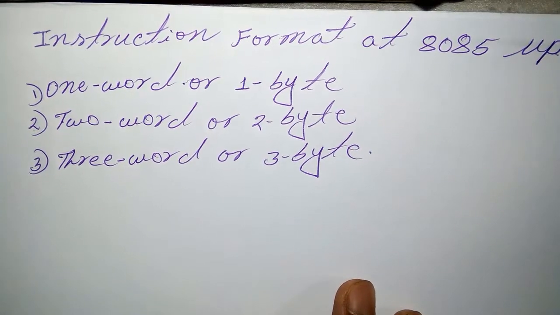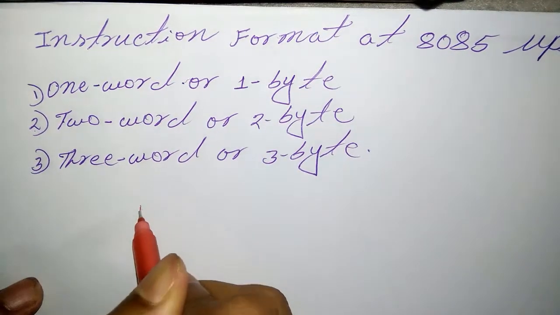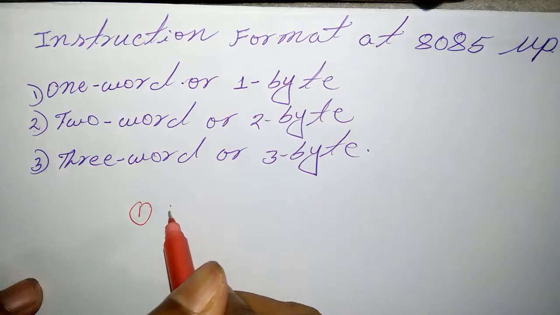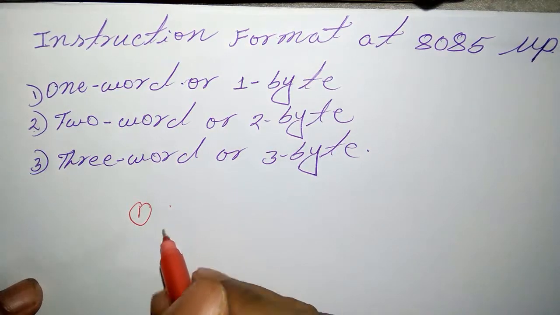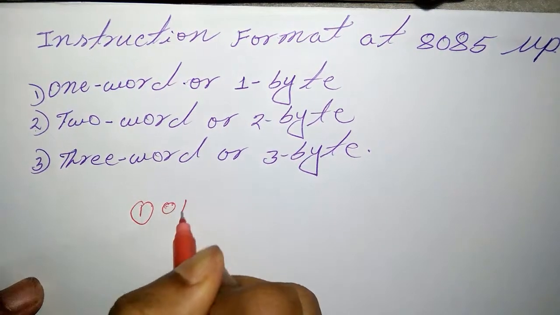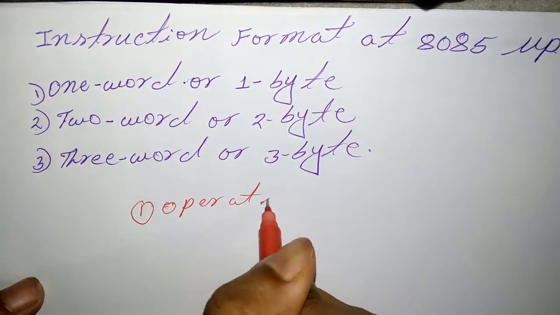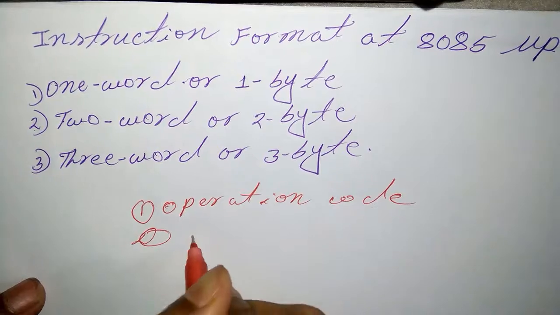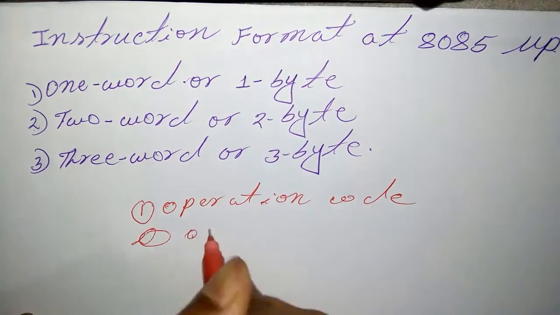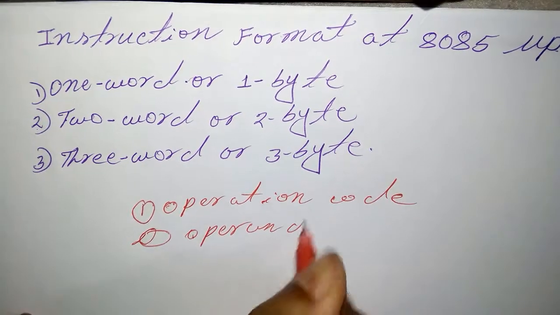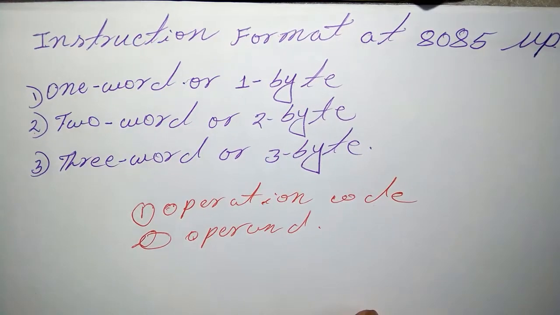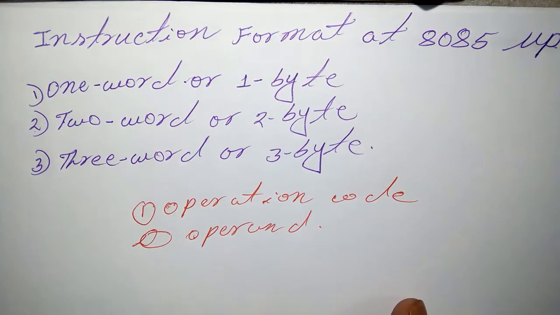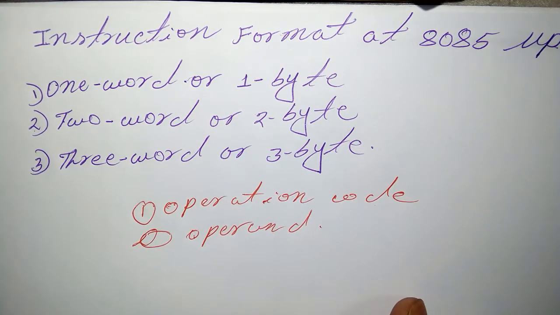Each instruction has two parts. Number one is the task to be performed, called the operation code. And the second one is the operand, the data to be operated on. The operand can be specified in various ways.